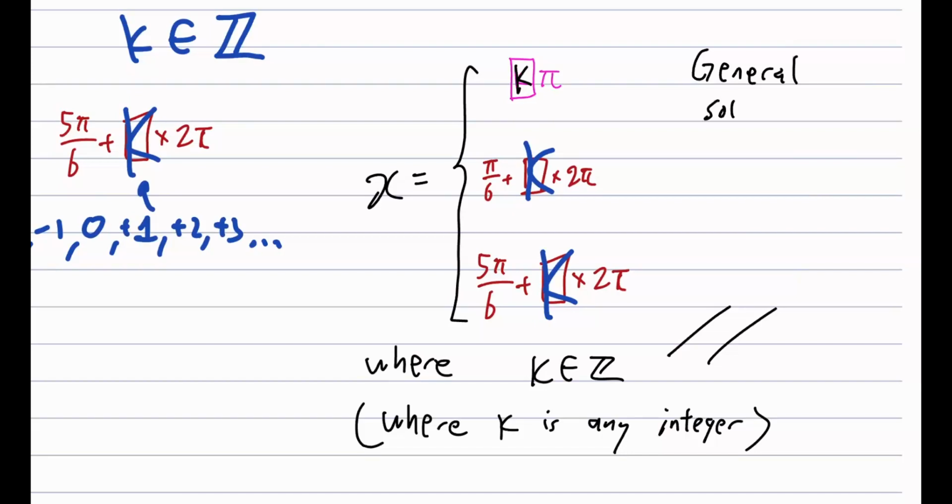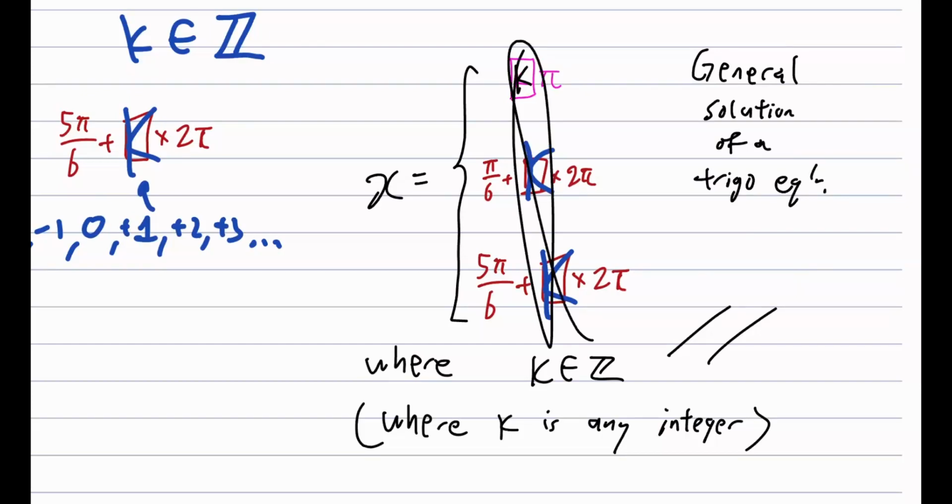I did not teach you this before. It's just a presentation, right? You already know this: plus 2 pi, plus 2 pi. Just that you need to introduce the k, which is confusing for many people. Only in A level do you need to know it. Okay, move on.